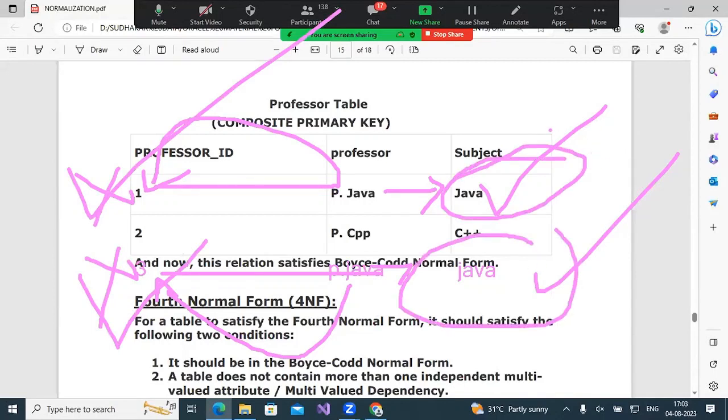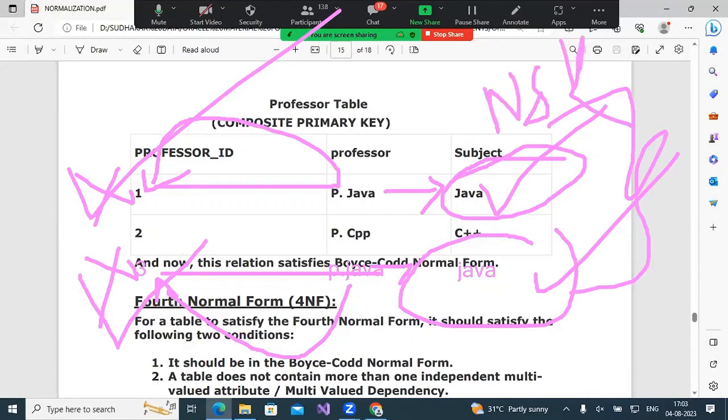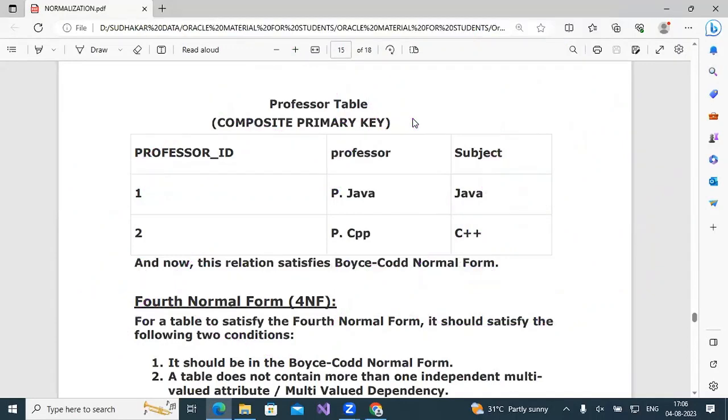So is this a super key? No. This is a non-super key. And professor is a super key now, because it's part of the primary key. So professor depends on subject, but professor is a super key. This is what we call Boyce-Codd normal form.